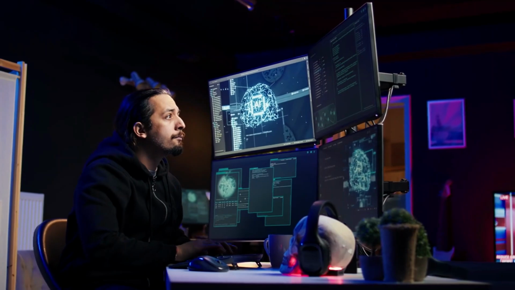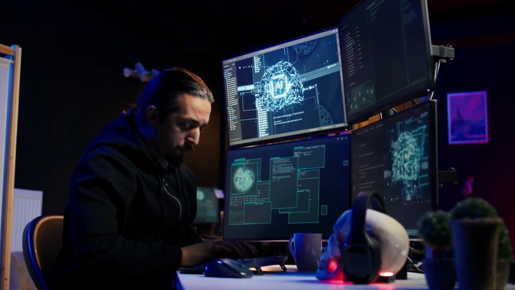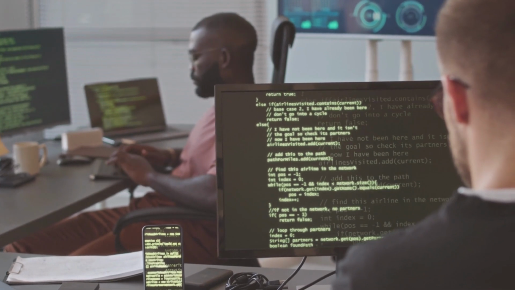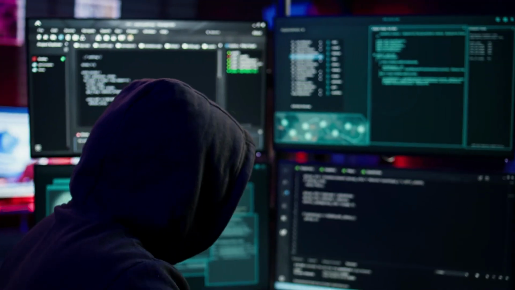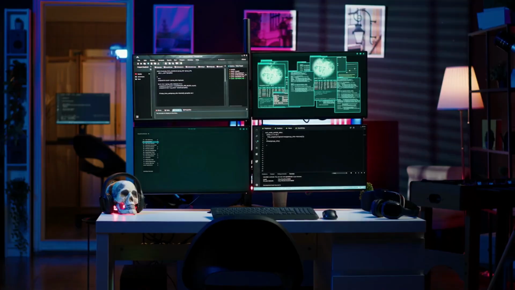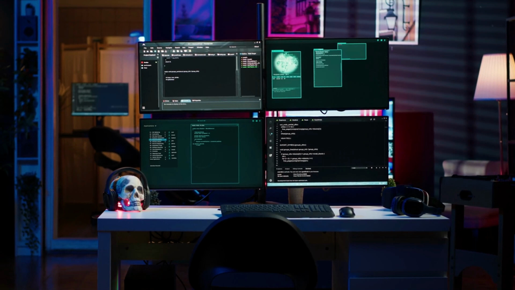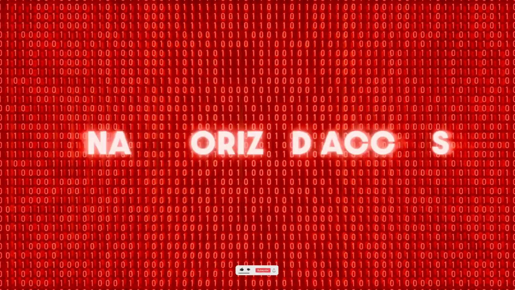Number 4. Unpatched software. Software developers regularly release updates to fix security flaws. When systems are not updated or patched on time, those known vulnerabilities remain open and can easily be exploited by attackers. Number 5. Unauthorized access.